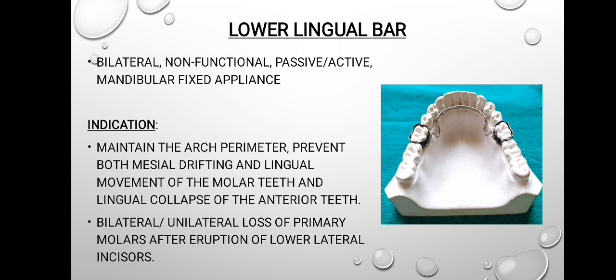Lower lingual bar. Bilateral, non-functional, passive or active, mandibular fixed appliance. Indication: maintain the arch perimeter, prevent both mesial drifting and lingual movement of the molar teeth and lingual collapse of the anterior teeth. Bilateral or unilateral loss of primary molars after the eruption of the lower lateral incisor. Now we will see the video.